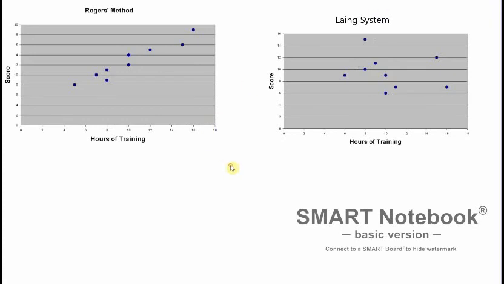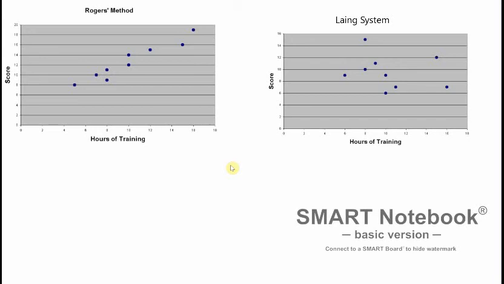So here we are. The eyeballs test now is really proving to be something, because as we look at the Rogers method scatter plot, I hope the clear message is the hours of training does seem to affect the score of the dogs, and that for the Lang system it seems very less certain that the hours of training has either a positive impact on the score, a negative impact on the score, or any impact whatsoever on the score. So it certainly looks like the Rogers method is proving to be more effective. And in this obvious case, I suppose we could be done with this problem right here.